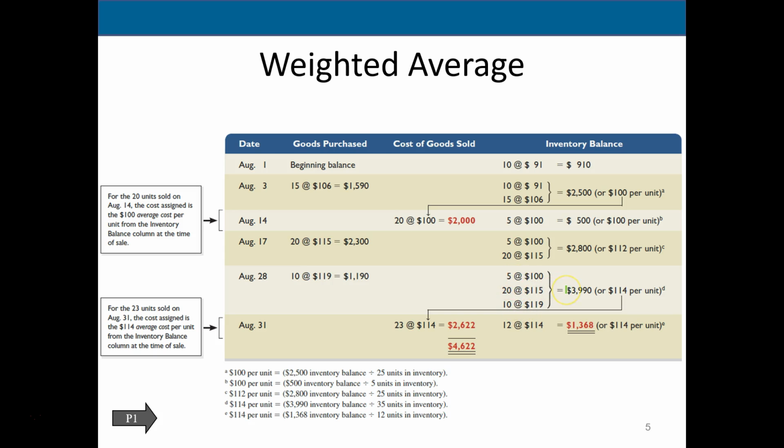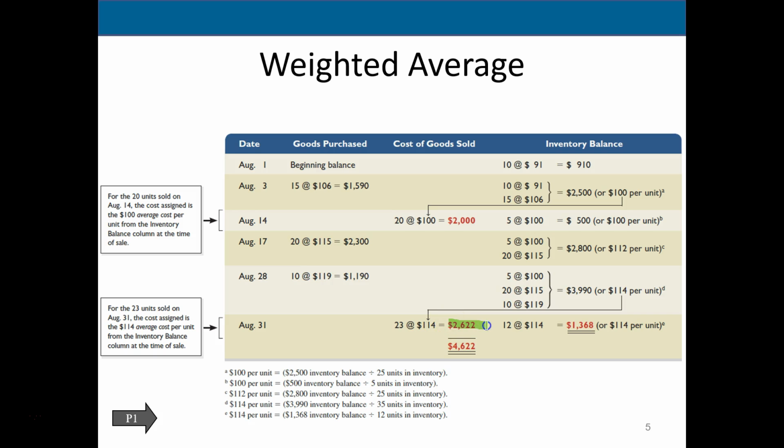So if we divide the 3,990 by the number of units, 35, that means that we had some that cost 100, some that cost 115, some that cost 119, so they cost about 114. Then if we make a sale on August 31st, we will then have the 31 units at what cost? Again, we have 5 at 100, 20 at 115, 10 at 119. They're going to cost about 114 each.